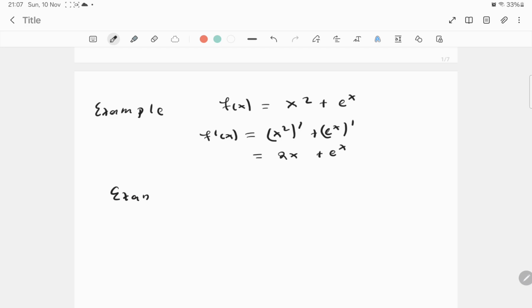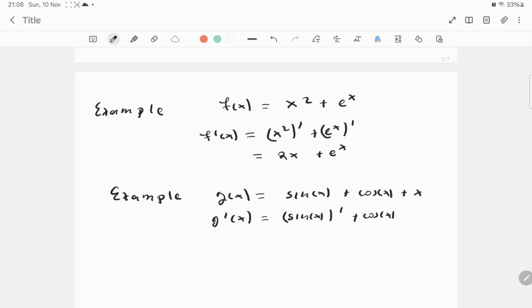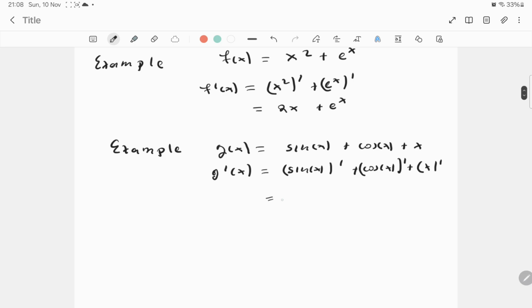Another example, g of x equals sine x plus cos x plus x. G prime of x equals the derivative of the first function plus the derivative of the second function plus the derivative of the third function. Cos x minus sine x plus 1. The derivative of sine x is cos x. The derivative of cos x is minus sine x. The derivative of x is equal to 1.